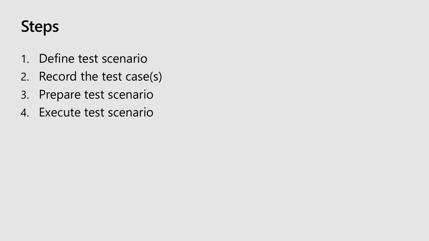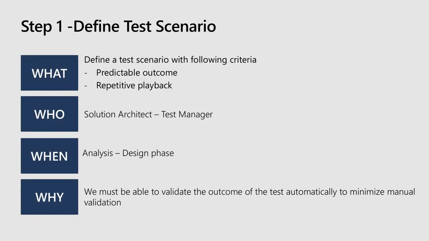Yep. So we're going to talk a little bit about the whole process. We're going to start by defining a test scenario, and we want to define a test scenario that has a predictable outcome and that supports repetitive playback. A predictable outcome primarily means that we can validate what we're testing in some way, and we have some definition that it failed or it didn't fail, or it passed or it didn't pass.